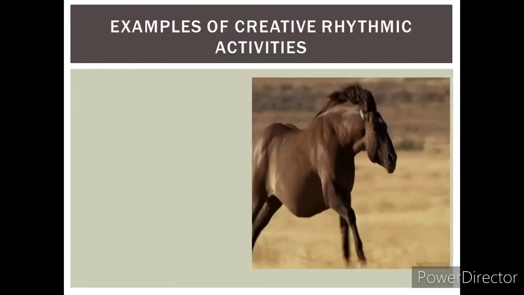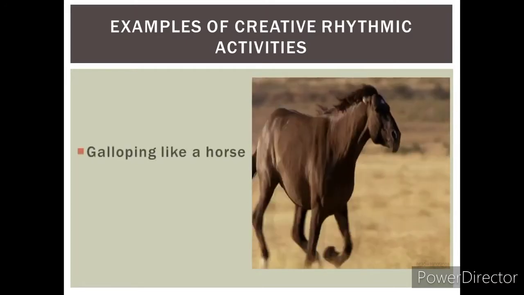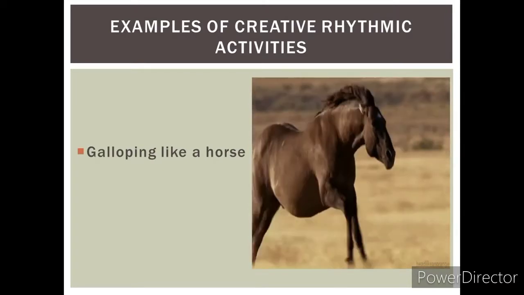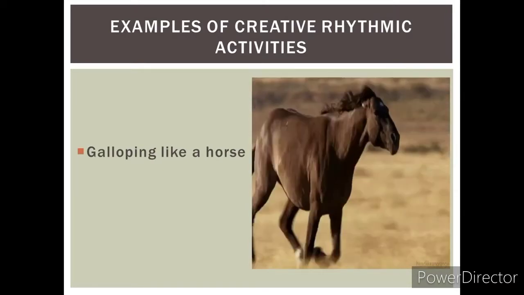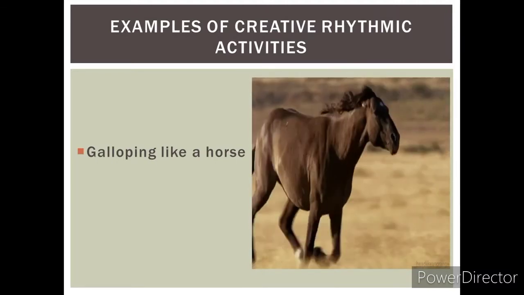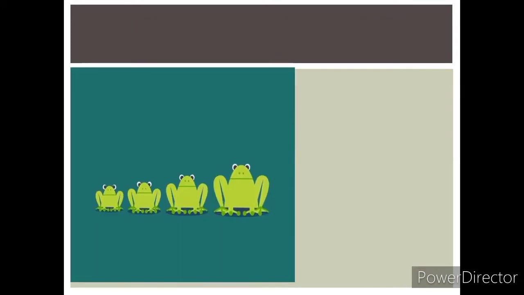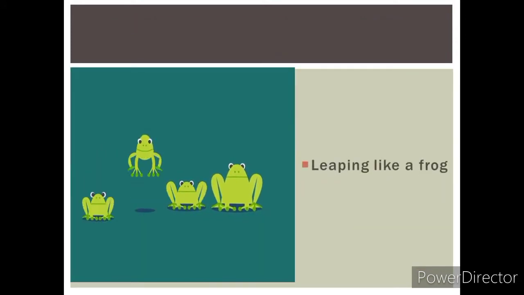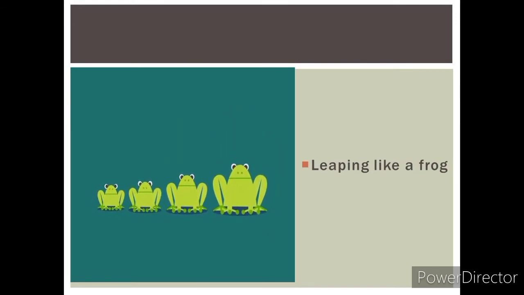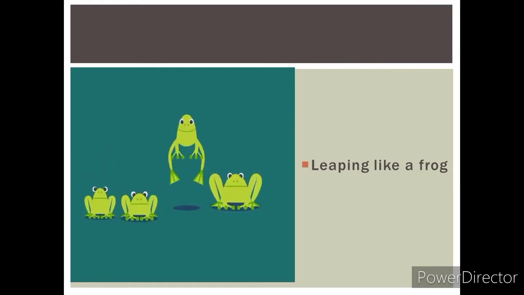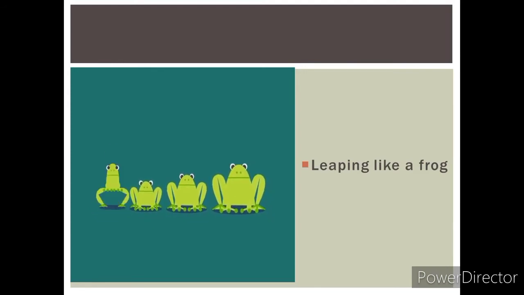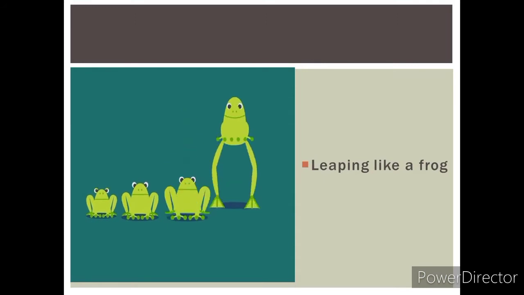Some examples of these activities are galloping like a horse. We can see the picture. The horse is galloping, and as it's moving, it's following a repeated pattern. Also, we have leaping like a frog. Now, the frog is another animal that follows a repeated pattern, a rhythmic activity. As it leaps, it jumps from one place to another, following that repeated pattern.